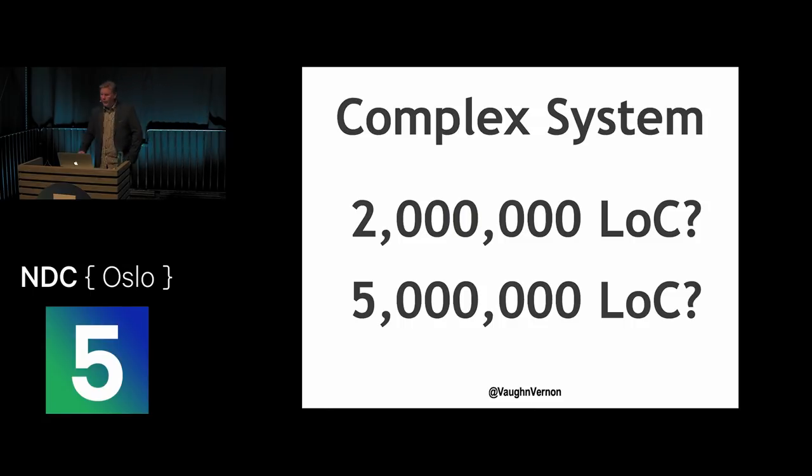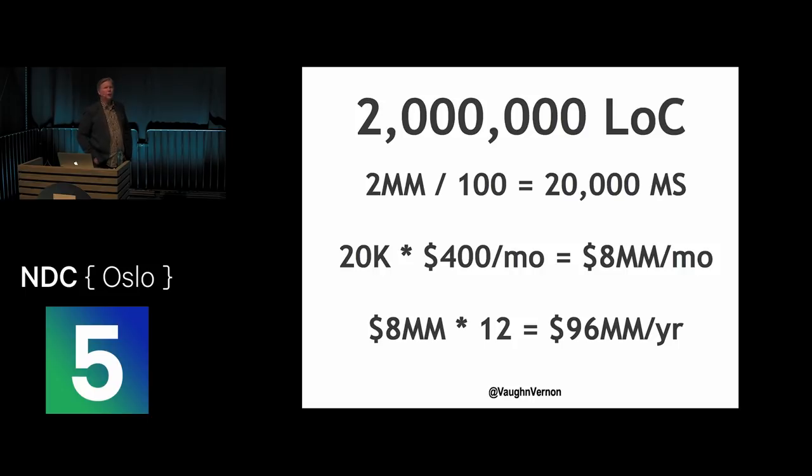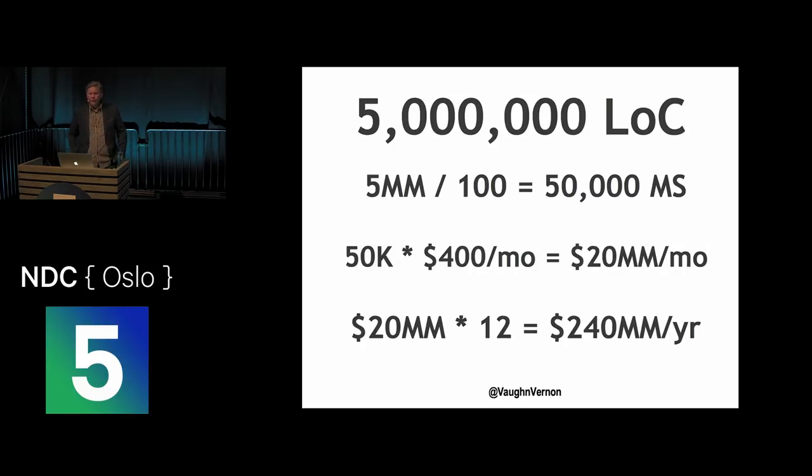So if you're working on a 2 million line of code system, what is the cost of 100 line microservices? That would be 20,000 microservices, and that would be a cost of about $8 million a month to keep all of those running forever. $96 million a year. And if we step that up to a 5 million line of code system, that's 50,000 microservices. And I have to say, it's not even the cost. I think you're going to fail far before you ever pay for a few months of cost in this. 50,000 microservices, I mean, can you imagine? We can't even keep 5 things in our mind at one time, right? Try to keep 50,000 things in your mind.